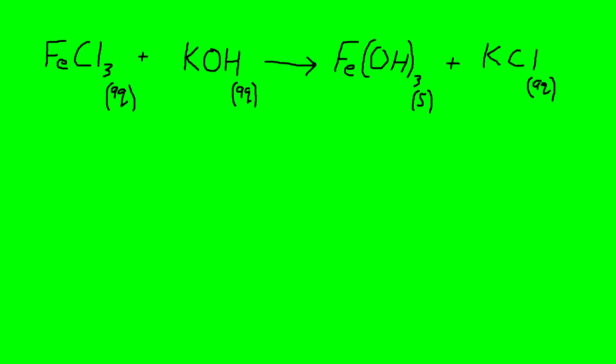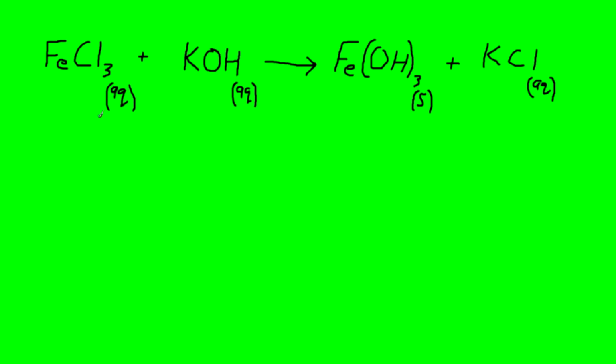Okay, so here's an example. We have some iron chloride, and we're going to mix this with some potassium hydroxide. Notice how both of these are aqueous. They're aqueous solutions, meaning the salts, these are salts, metal, non-metal compounds, are dissolved in water.